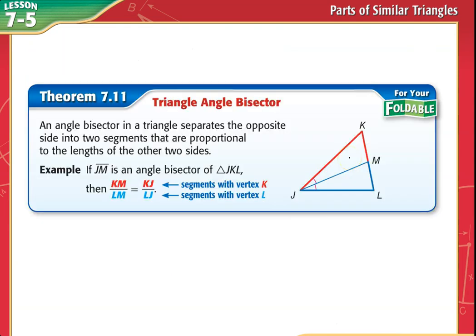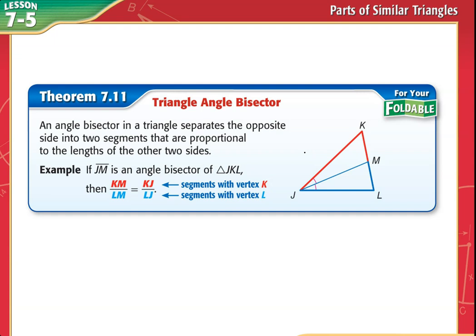Next is a theorem called the triangle angle bisector theorem. With an angle bisector, this is a single triangle, not similar triangles. An angle bisector separates the opposite side into segments that are proportional to the lengths of the other two sides.